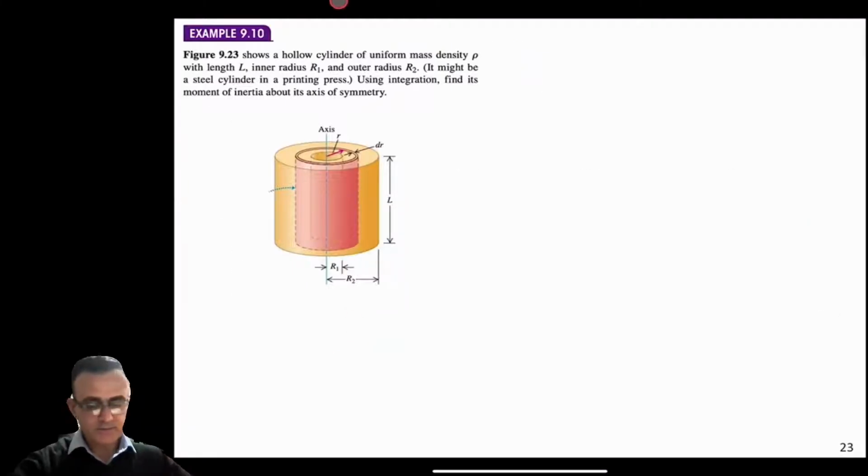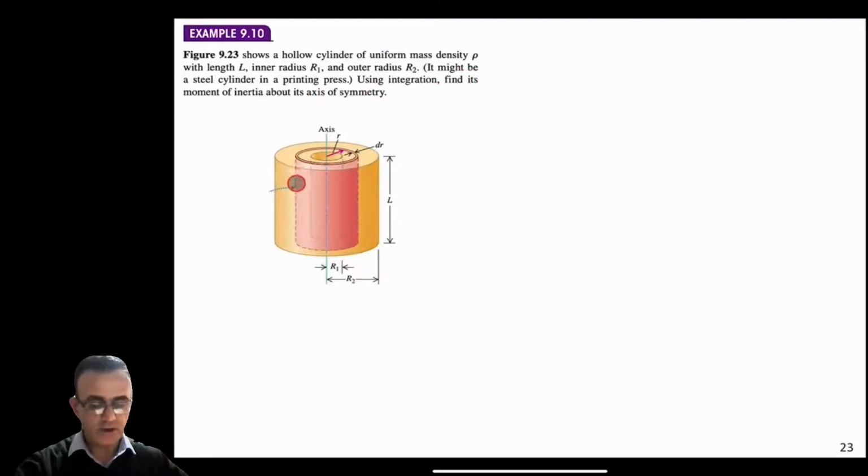So the first example here is that we want to calculate the moment of inertia for this cylinder. If you see here, it shows a hollow cylinder of uniform mass density rho with length L. The inner radius is R1 and the outer radius is R2. It might be a steel cylinder in a printing press. Using integration, find its moment of inertia about its axis of symmetry.